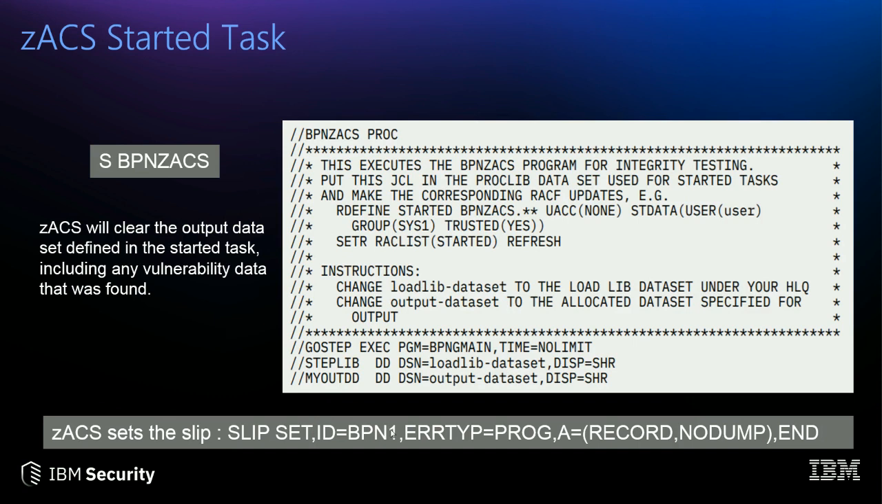And during a test run, zACS intentionally can generate many abends. And for this reason, it is suggested to run the tool in a test environment or development environment. Okay. The SLIP will suppress all dump generation while the zACS task is started. The SLIP will be removed when the task is stopped.